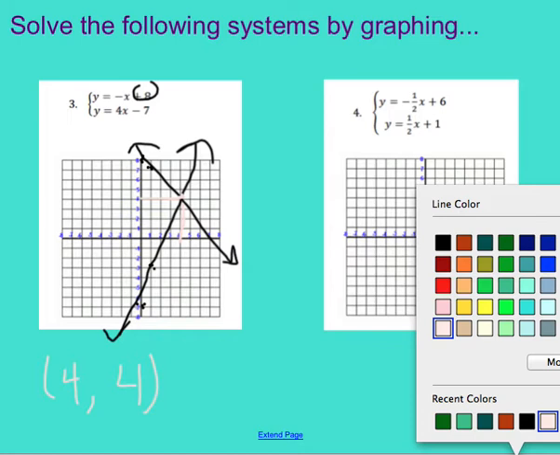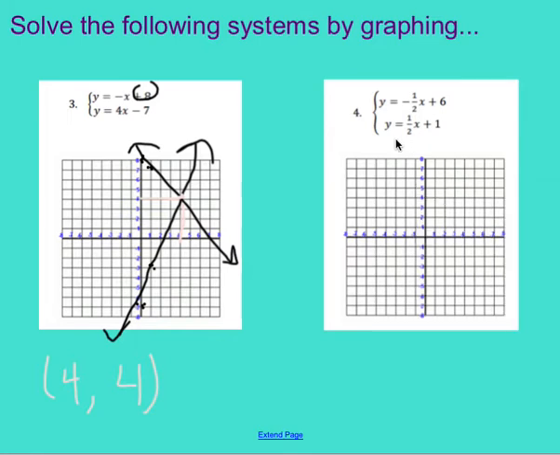Let's go ahead and graph this next one. Now what I'm noticing is that they have different slopes. So that means they should intersect one time. So this one is crossing the y-axis at 6. Then we're going down 1 over 2. We're going to graph that line. Okay, then we're going to cross at 1 for the next line, and we're going to go up 1 over 2. And we're going to cross lines.